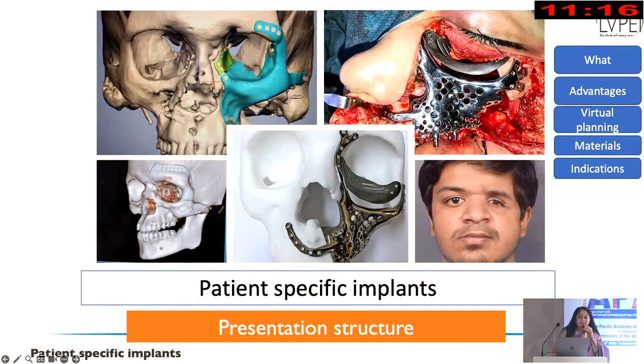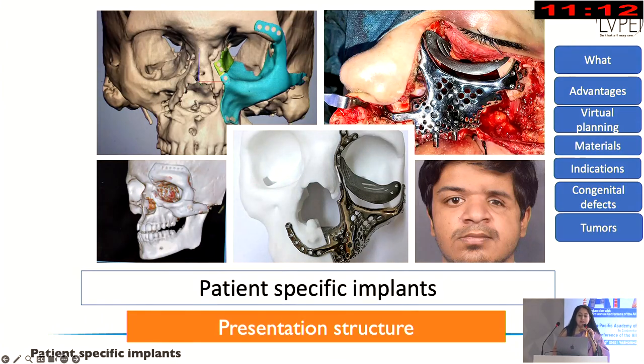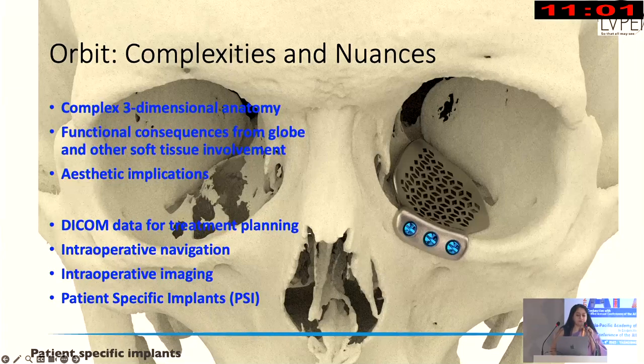All right, so some indications of patient-specific implants like congenital defects or tumors, trauma and infections, where we could use them. Most of these are in secondary reconstructions, and then conclude the talk.